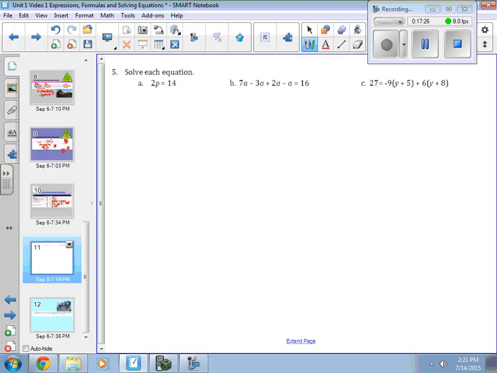2p equals 14. In this case, to get the variable by itself, we need to undo what's happening here. There's multiplying happening between the 2 and the p. So we need to divide both sides by 2. Then those 2's cancel out, and we're just left with a p on the left side. 14 divided by 2 equals 7. So p equals 7. You always want to undo whatever's happening. All right, let's look at b.